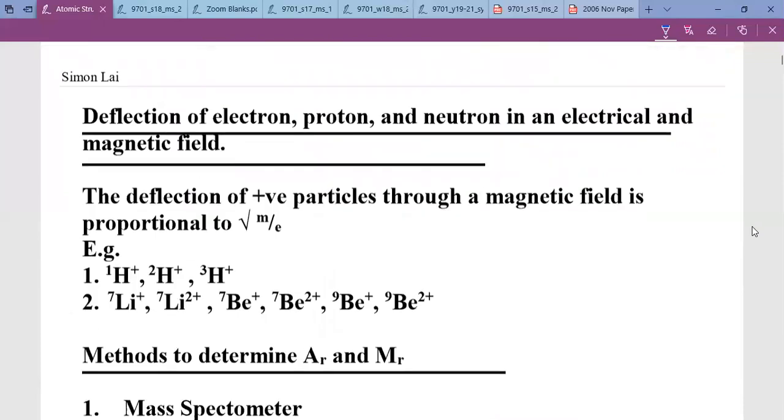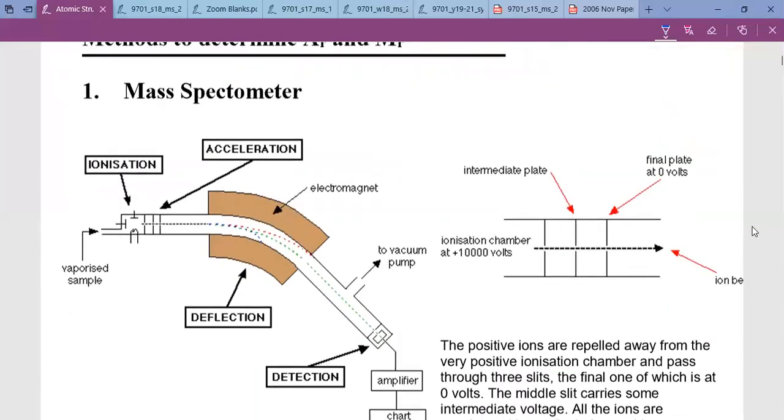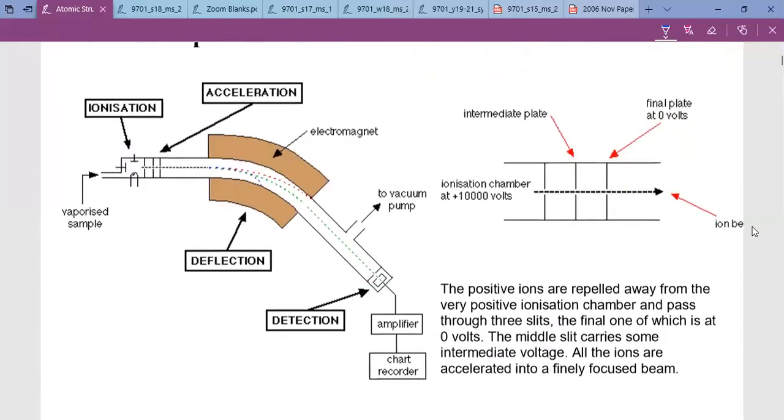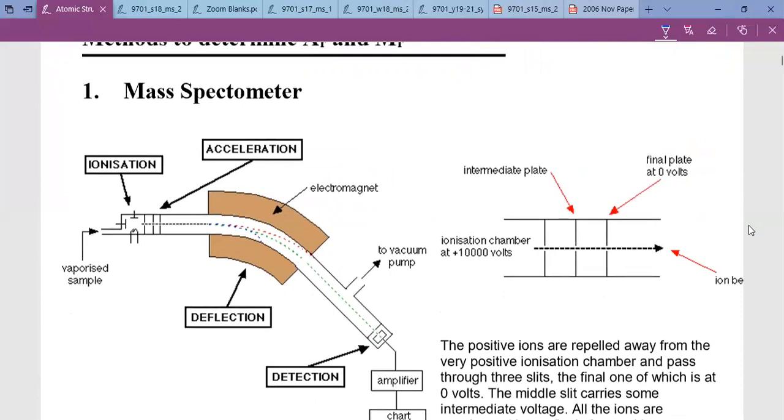So bear with me. Now this is a very simple mass spectrometer. As I say, mass means I want to find out how heavy things are, not how beautiful things are, or how green things are, or how red things are. No, how heavy. Mass spectrometer: spectrum, and meter means to measure.